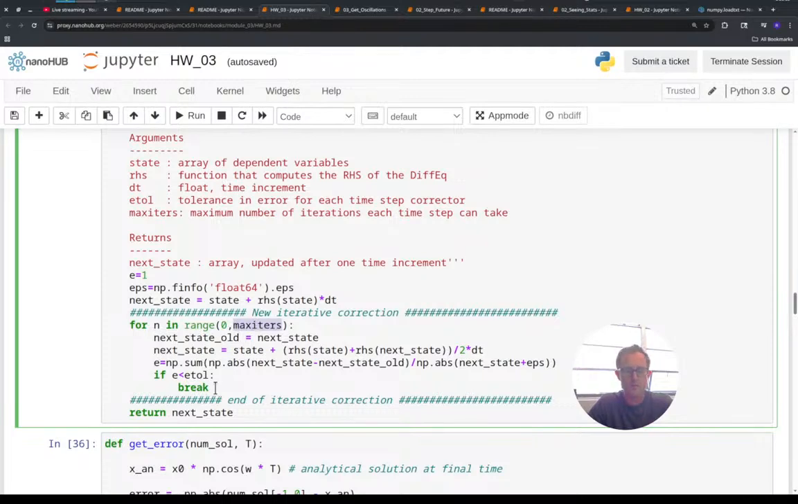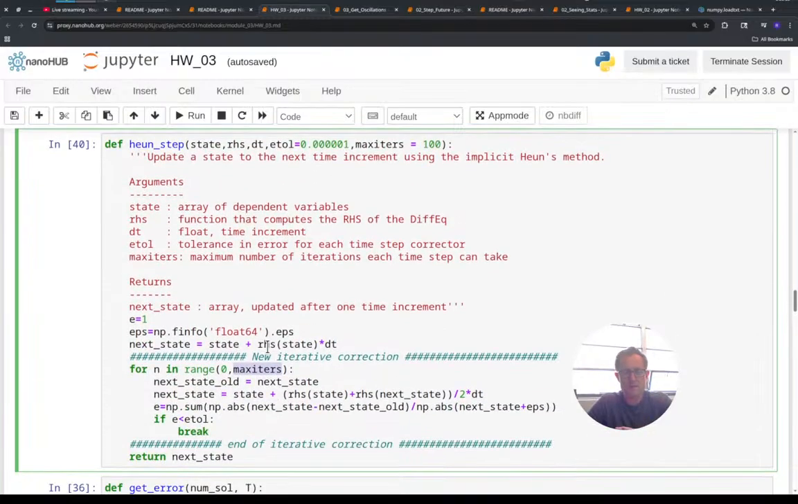If you do a while loop, then you need two if break statements. It doesn't really matter, but you need to either break if you hit the max iterations or you hit the error tolerance. But this is the main iterative correction. This is what makes or breaks an implicit method. If it doesn't have an iterative correction, then it's an explicit method because it's going to calculate something and move on without checking to see if there's any convergence step.